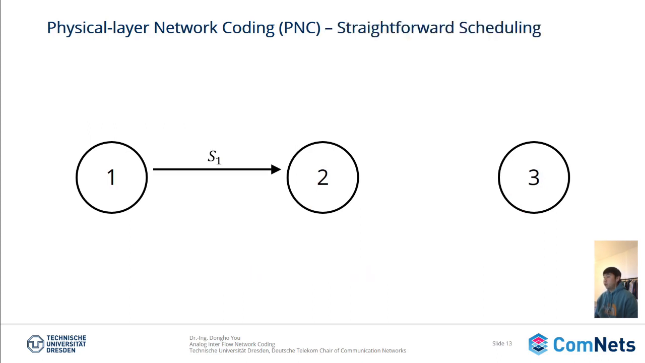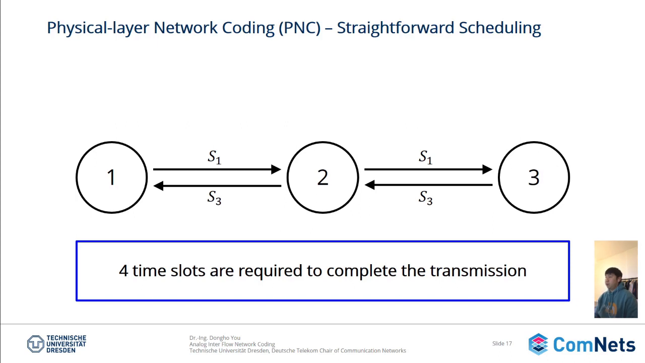When using straightforward scheduling without network coding, node 1 transmits its data to node 2 in the first time slot. And then node 2 relays the data to node 3 in the second time slot. After receiving the desired data, node 3 transmits its own data to node 2 in the third time slot. Then node 2 relays the data to node 1 in the fourth time slot. Therefore, to complete the transmission, 4 time slots are required in the straightforward scheduling without network coding.